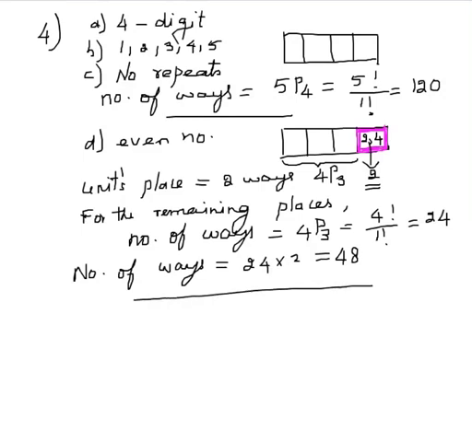Similarly, you may use the fundamental principle of counting. For this, you have 2 ways, and for this position, you have 4, because out of 5 digits, we have used 1 digit for the units place. Then for this 3, for this 2, which is 48.